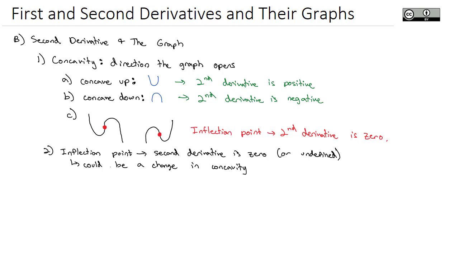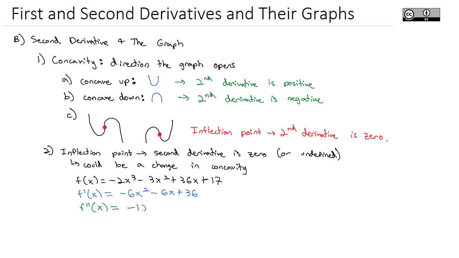So in our prior video, we took a look at the example f of x is equal to negative 2x cubed minus 3x squared plus 36x plus 17. And we found the first derivative to help us with the increasing and decreasing points to identify those critical points, and got negative 6x squared minus 6x plus 36. Now that we know about increasing and decreasing points, we're going to go to the second derivative, which in this case is going to be negative 12x minus 6.